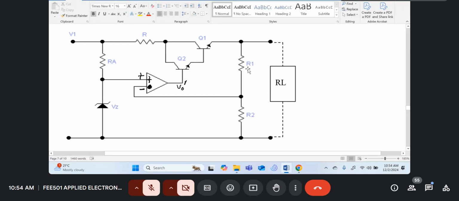And then R1 and R2 form the sampling element, or the output sampling element, to give the error amplifier some feedback of what's happening in the output. You've got your load over here, and then you've got your control element over here. Now in this case I've used 2 transistors, but you can also work with one. It just depends on your design requirement.